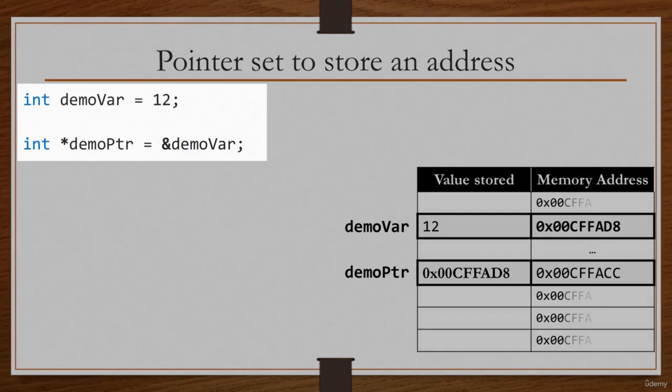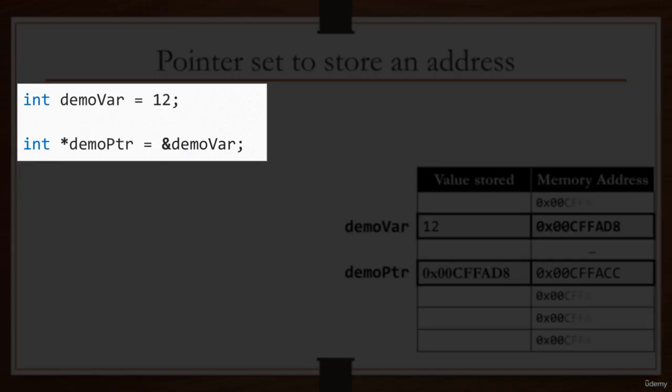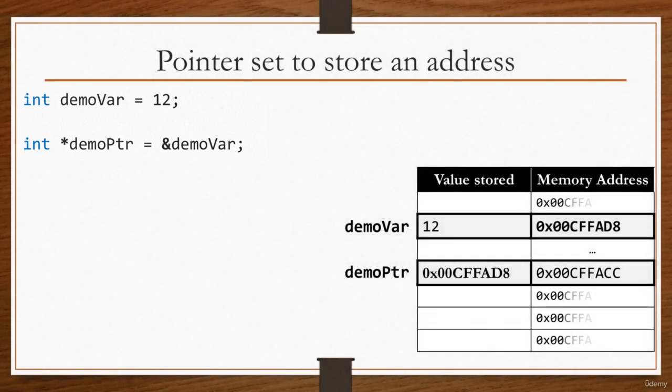In this example, once again, I have demo var, which I set to 12, and I declare demo pointer, and in this case, instead of setting it to null, I set it to the address of demo var, and in the table you can see the value stored in demo pointer is the address of demo var in memory. So it doesn't store 12, right? It's not a copy of the value that is stored in demo var. It will literally store the address of the variable that it points to. So in this case, once again, demo var.